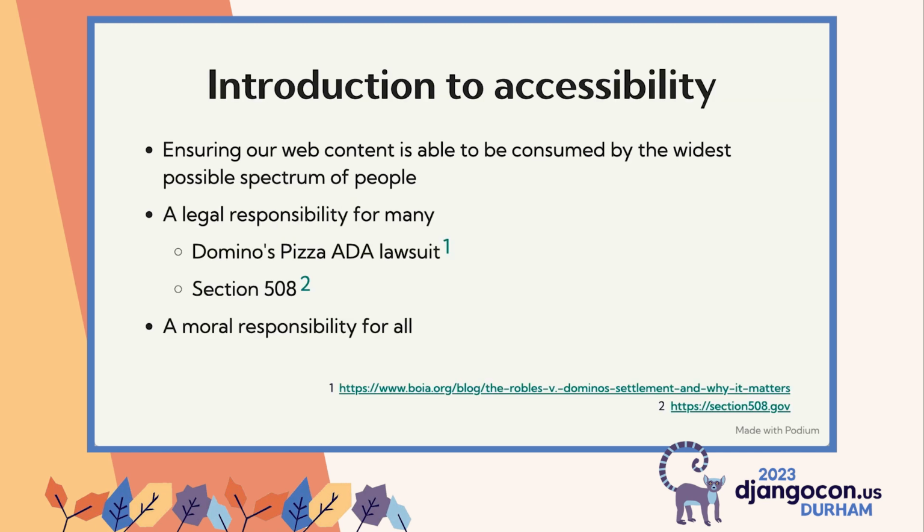Now, we need to introduce accessibility a little bit. I won't go into an exhaustive list of accessibility rules and standards. This talk is about mitigating some of the most common issues that I've seen as a developer, but I want to give a high-level overview for those who are new to the topic. It's easy to find lots of information about accessibility out there, but here's a definition that I came up with off the top of my head. Accessibility is the practice of ensuring that our web content is able to be consumed by the widest possible spectrum of people with varying abilities and disabilities, whether they are using traditional browsers or assistive technology.